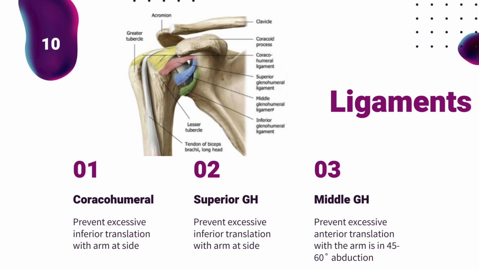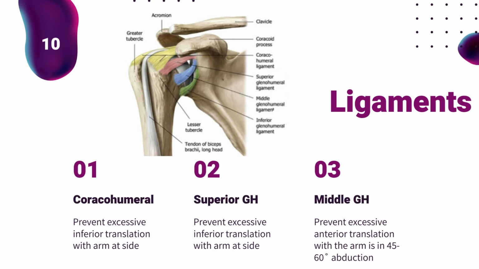So ligament number 1 is the coracohumeral ligament, and it prevents excessive inferior translation with your arm at your side. So this is the red ligament here. So imagine where it's at. It's going to prevent that humerus from dropping inferiorly and prevent inferior translation. So if it prevents inferior translation, this is also going to resist abduction, because with abduction, the humerus rolls superior and glides inferior. So this is going to prevent the humerus from abducting too much.